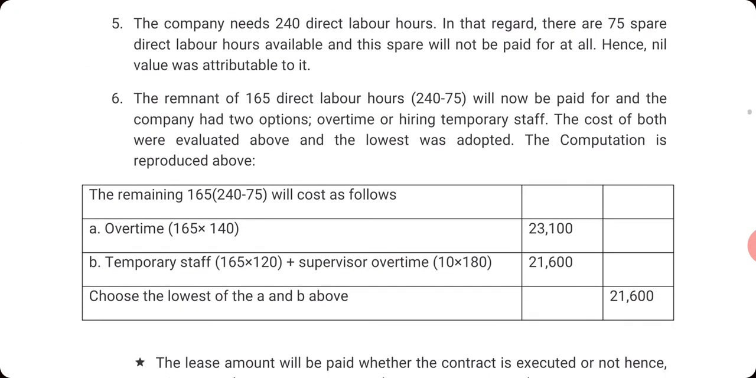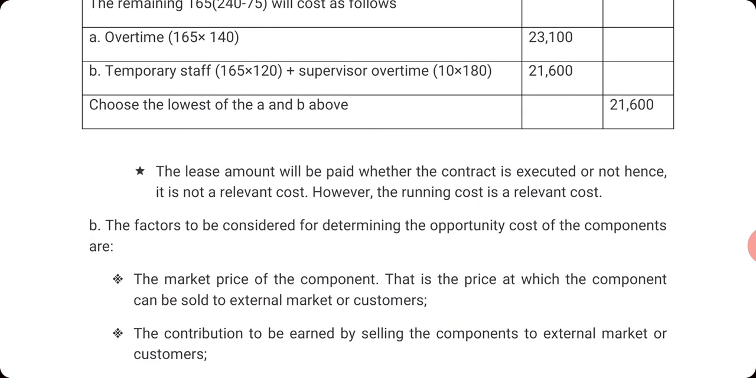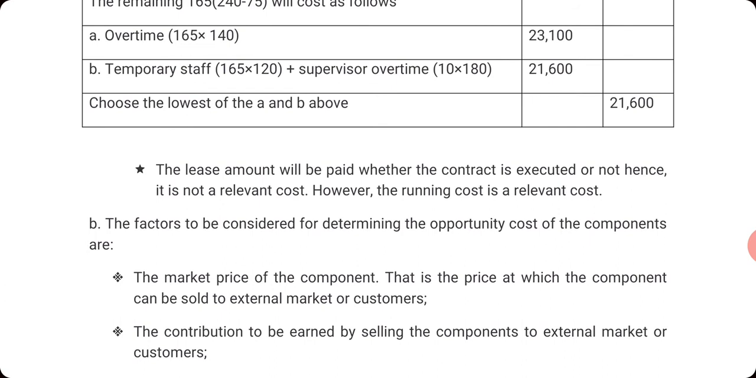I think I did explain that too. Then they said the lease amount is to be paid whether the contract is executed or not. Hence, it is not a relevant cost. Now, the machine we will use for this contract is already leased. Therefore, if we do this contract or we don't do this contract, we will definitely pay for that leased rent. However, the running cost is relevant cost. So what is the cost of running that machinery?